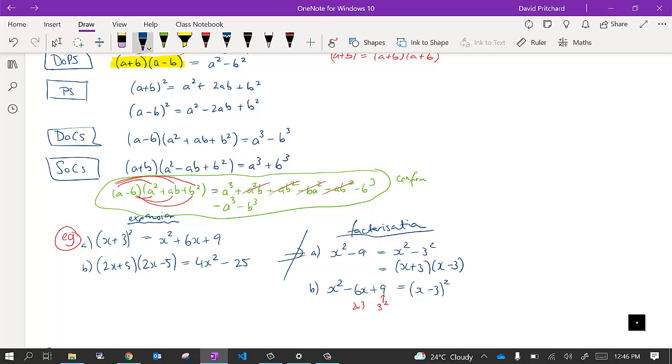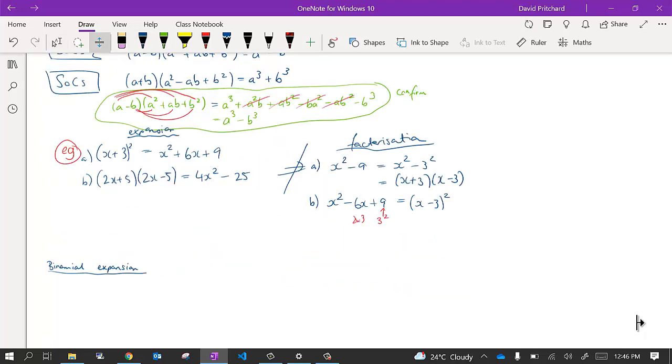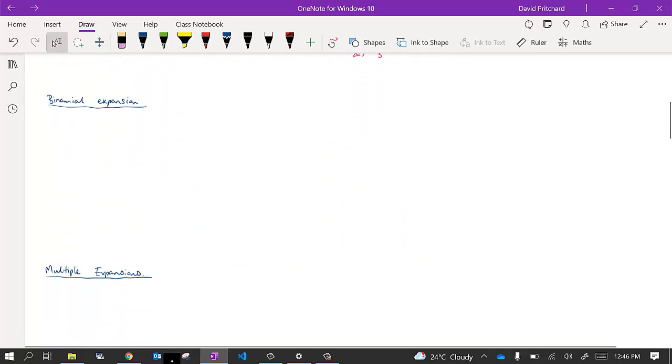Okay, so you'll all be at different places with this skill. Some of you will see it and be able to do it immediately. Some of you will take some extra practice to get up to a point where you can recognize it and be able to work confidently with it. So we'll push forward and we'll look at binomial expansion.